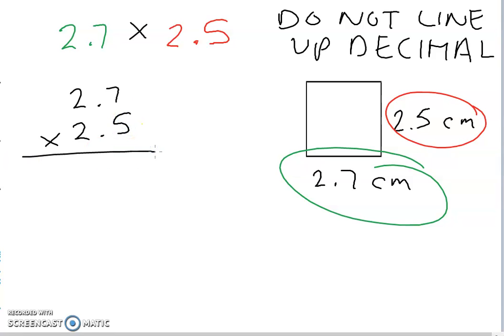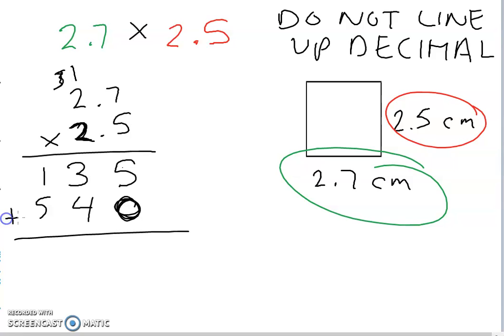So 5 times 7 is 35. 5 times 2 is 10, plus that 3 you carried is 13. My placeholder, because now I'm multiplying by the 2. 2 times 7 is 14. 2 times 2 is 4, plus that 1 is 5. So when you add these together, you get 5, 7, and 6.